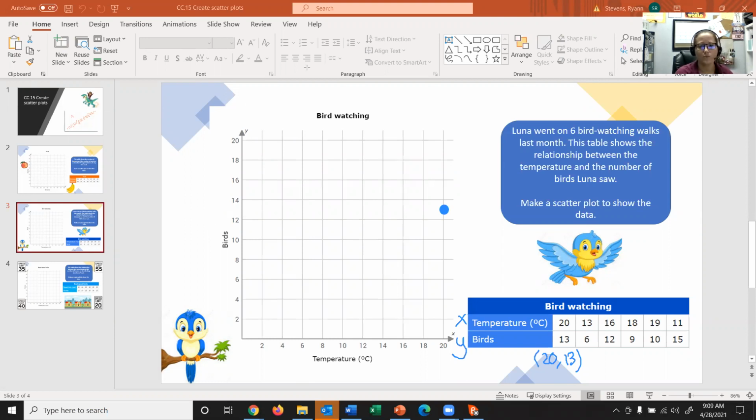And then our next point is 13 and then 6. We're going to go over to 13, so between 12 and 14, and then we're going to go up to 6. And then we have 16 and 12. So we're going over to 16 and up to 12.